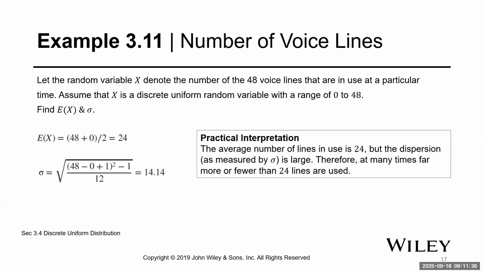Think of that. How do you manage a situation where you've got a mean of 24 and a variance of 14? Some of the times, absolutely nothing is happening, and then sometimes it's crazy. All the lines are occupied. How would you staff it? You're in charge. You're the manager.